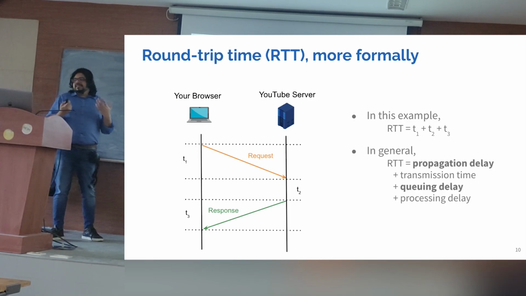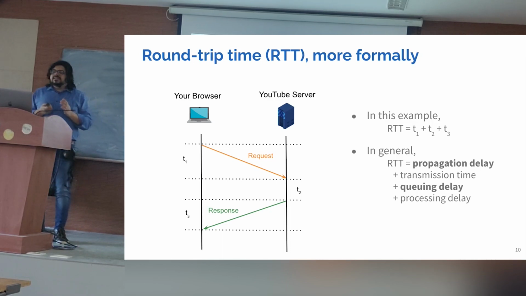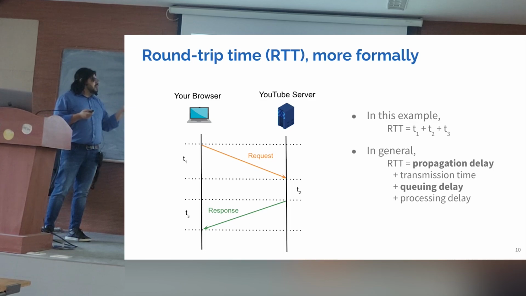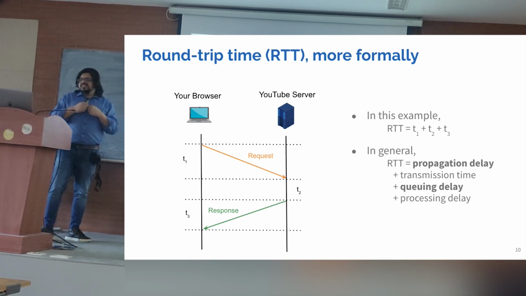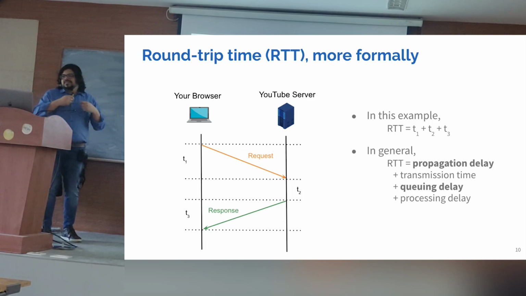In general, RTT is actually a summation of 4 different things. I won't go into details, but very briefly, propagation delay would be one component, which is basically the speed of light distance between 2 points, or more like the distance on the wire.